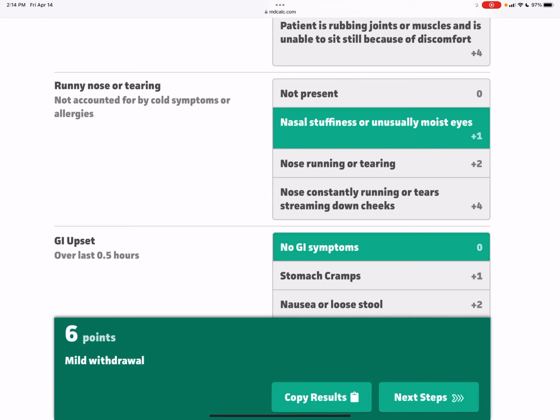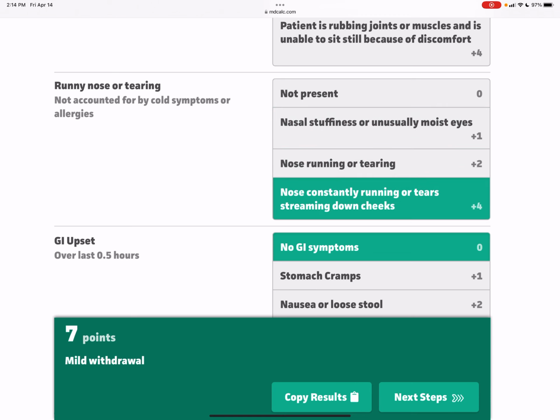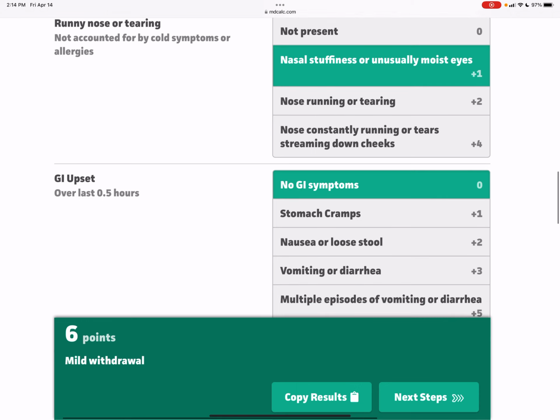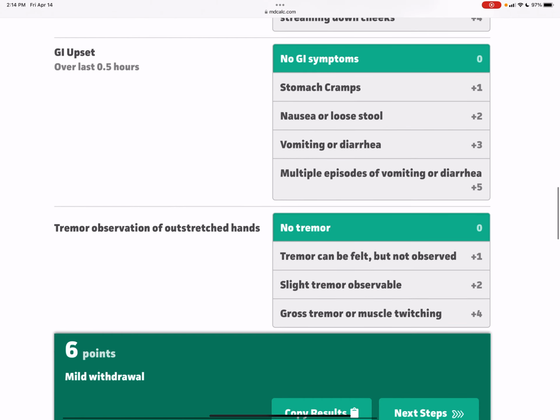But stuffiness and runny nose or tears, these can affect the score as well. And then finally, GI upset. Here you go, over a half hour. So you can't just have a transient cramp. The cramp, all these symptoms should be persistent for at least a half hour. If the symptom comes and goes, we wouldn't count it. But if it's persistent for a half hour, then you can assign the appropriate score here.